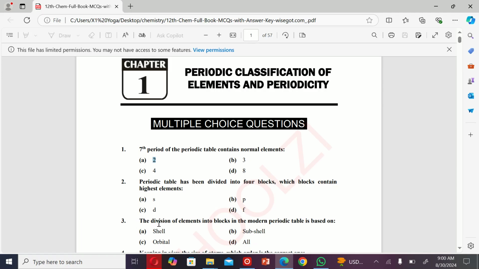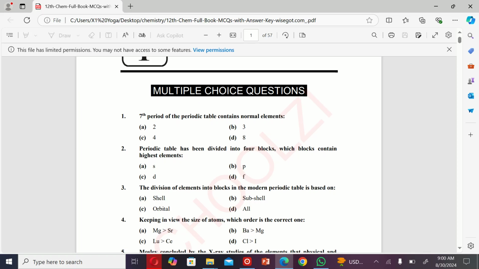The next MCQ is: the division of elements into blocks in the modern periodic table is based on A, shells, B, subshells, C, orbital, and D, all. So the correct option is B, subshell.